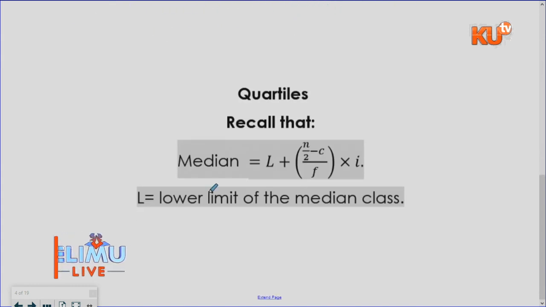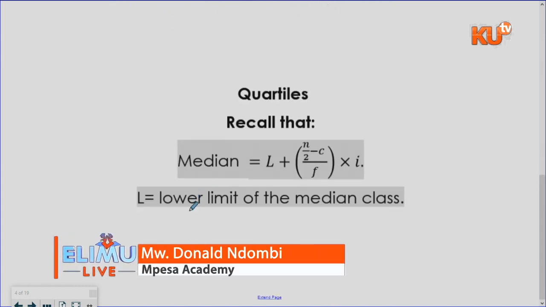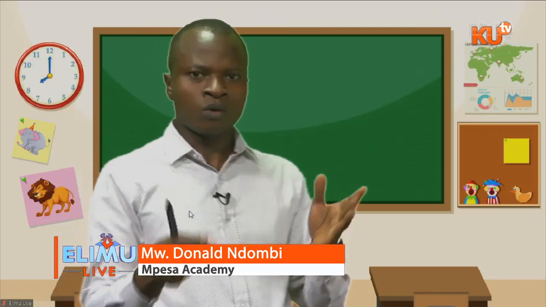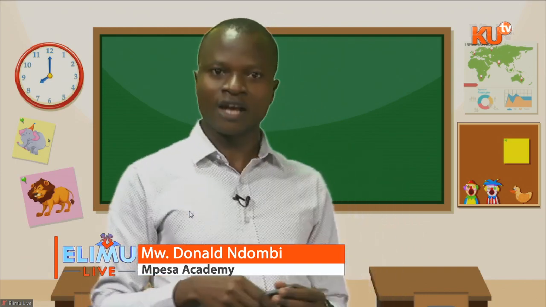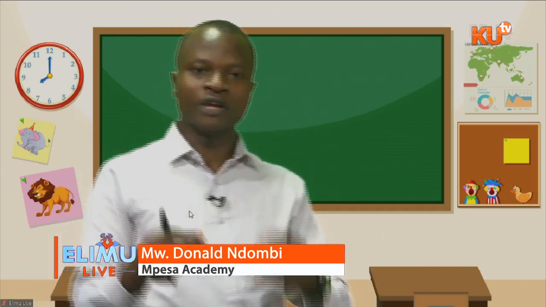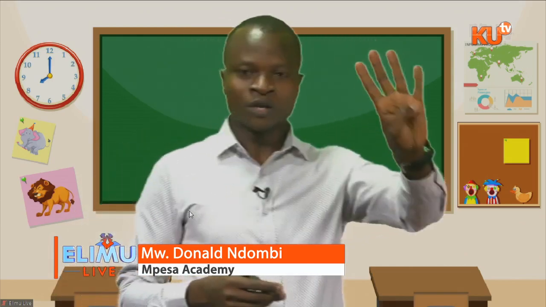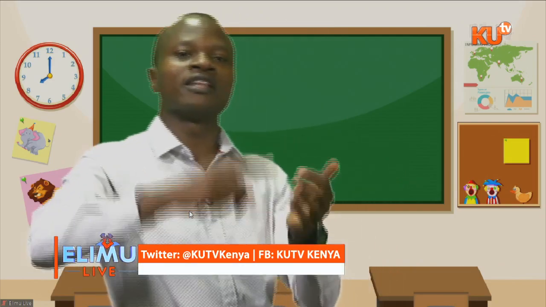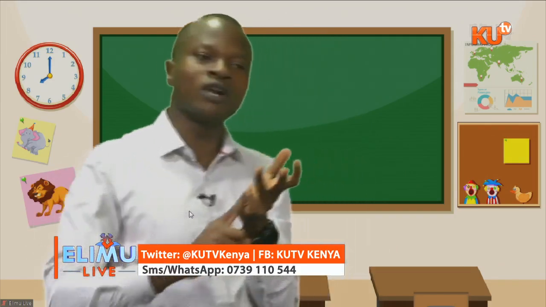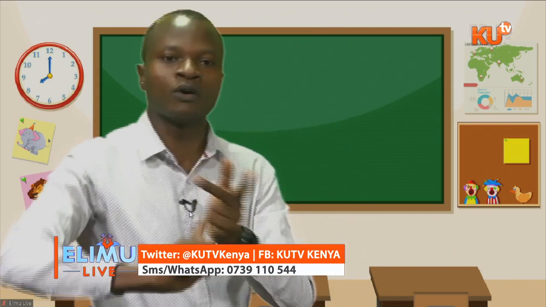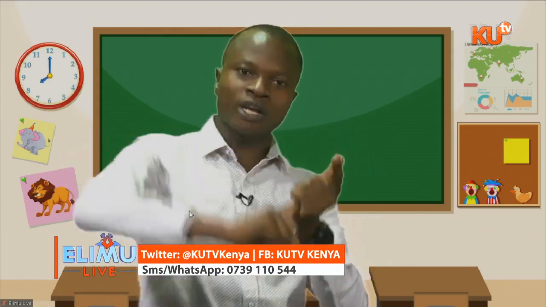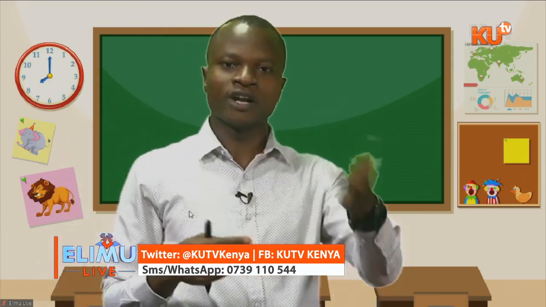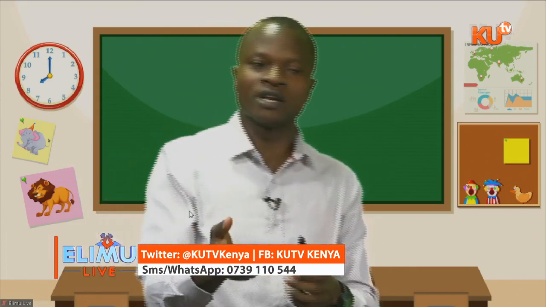Now, we want to move to quartiles. What are quartiles? Quartiles comes from the word quarter. And quarter means you divide whatever you have into 4 pieces. One is called first quarter, then we have second quarter, and then the third quarter, and then the full one. The first quarter, we call it the lower quartile. The second quarter, which is equal to a half, we call it median. Then the third quarter, we call it the upper quartile. Then we don't have the fourth quarter, because that will be a whole thing.